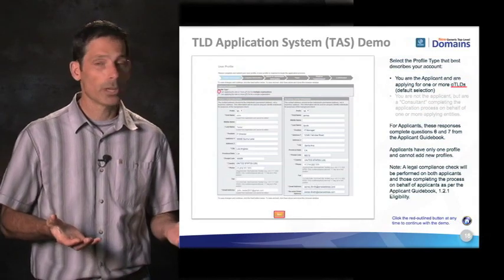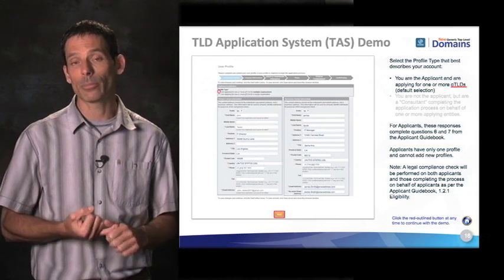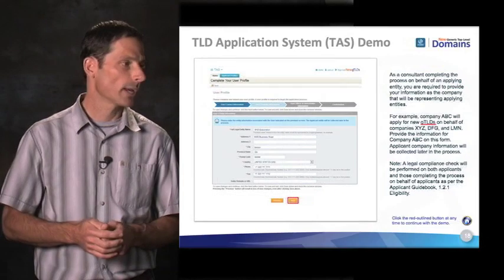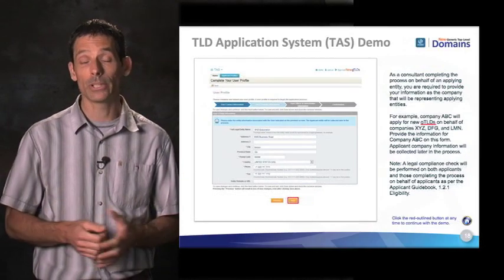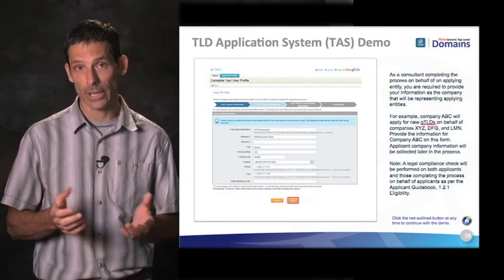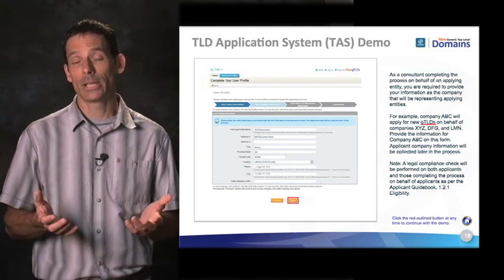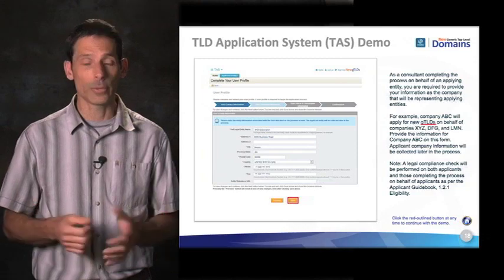Here we are on the first page, which is contact information. We want to collect the primary and secondary contact information, and that's what this screen does. After submitting our contact information, we need to capture the entity or the applicant's contact information. This is the entity that will ultimately enter into a registry agreement with ICANN.